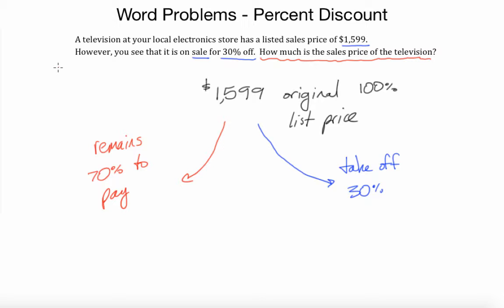I'm going to take off 30%, that's how much is being discounted, but I still have to pay 70% of it. So you can approach this problem a couple of different ways. I'm going to show you both ways to do it. One way is to take $1,599 and subtract off the 30%. So 30% as a decimal, I would write as 0.30, 30 over 100, and I'm finding 30% of that price.